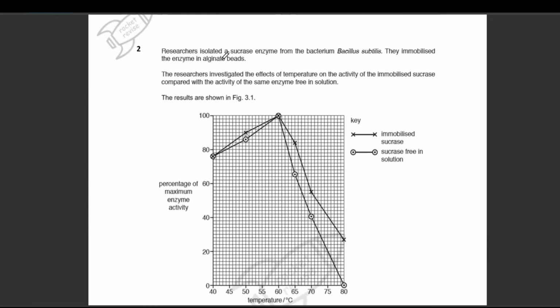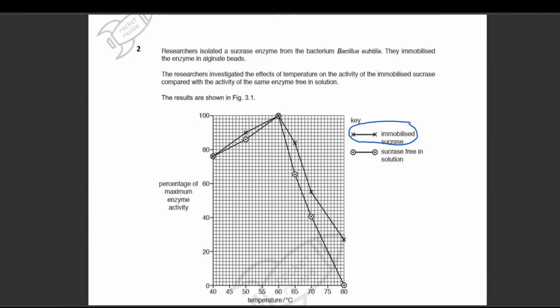They immobilize the enzyme in alginate beads. The researchers investigated the effect of temperature on the activity of the immobilized sucrase compared with the activity of the same enzyme free in solution. The results are shown. So they have given you this key. The line with crosses has immobilized sucrase, while the line with dots has sucrase free in solution. Okay? These are the two lines.